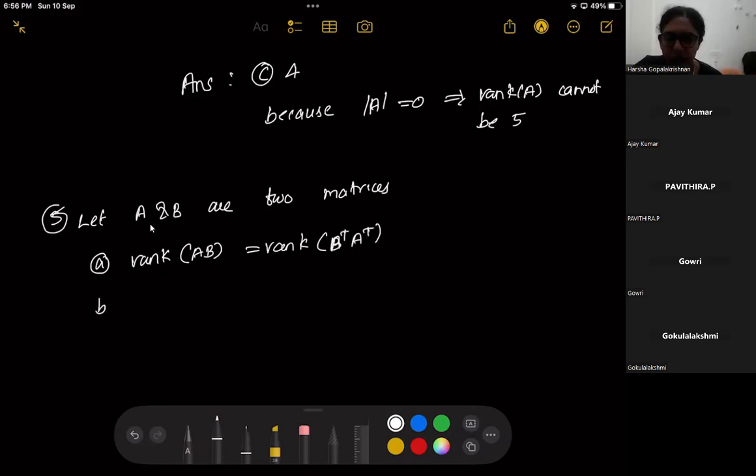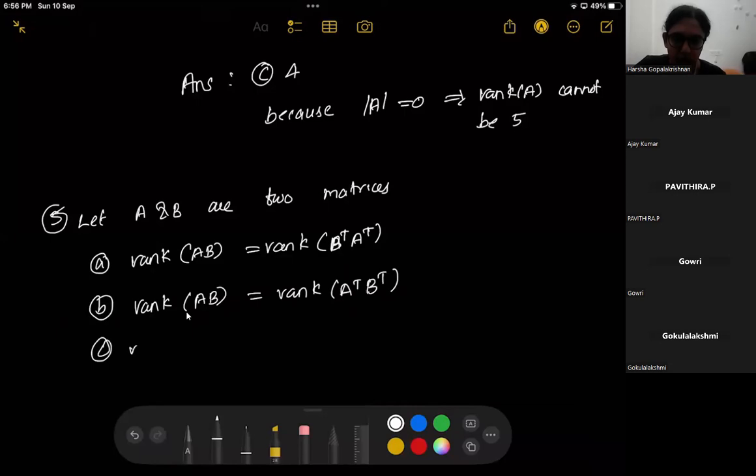So the first statement is rank of AB equal to rank of B transpose A transpose. And next statement is rank of AB equals rank of A transpose B transpose. And the third statement is rank of AB not equal to rank of B transpose A transpose. Okay. So we need to check which one is correct among these three options. Anyone knows the answer?